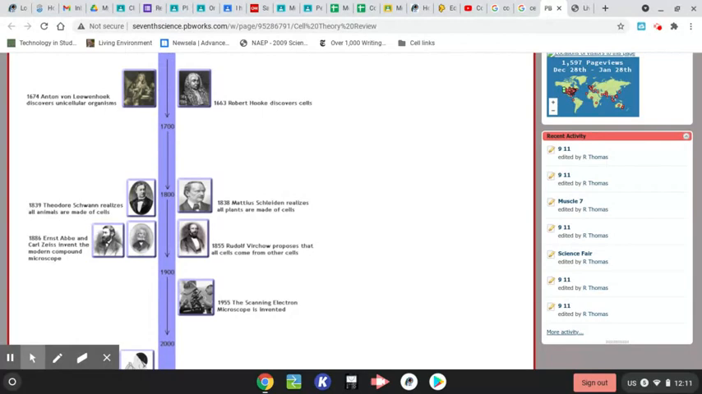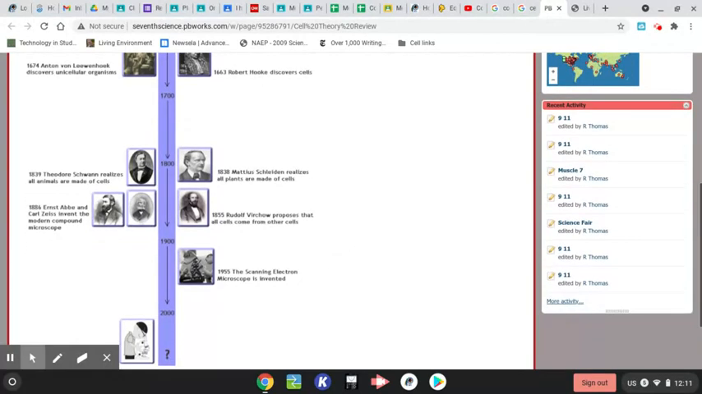And so people like Carl Zeiss invented the modern microscope in 1868. And we even have other microscopes, such as the scanning electron microscope, invented in 1955, which really allowed us to see much smaller things and magnify them, make them appear larger. So we're able to see inside cells. And so next week, we're going to learn about the organelles.